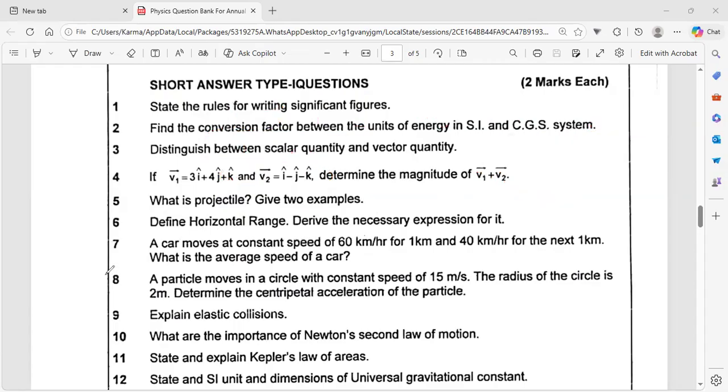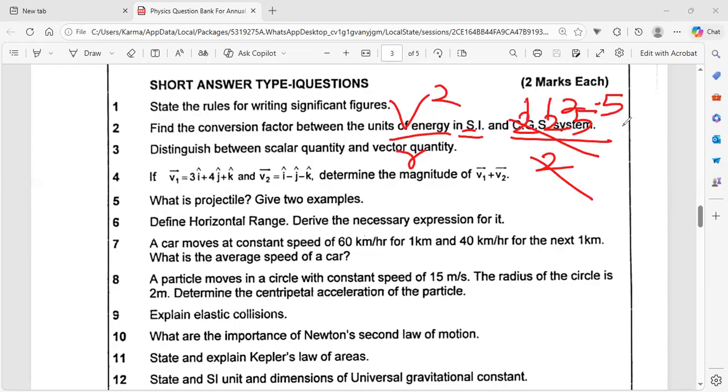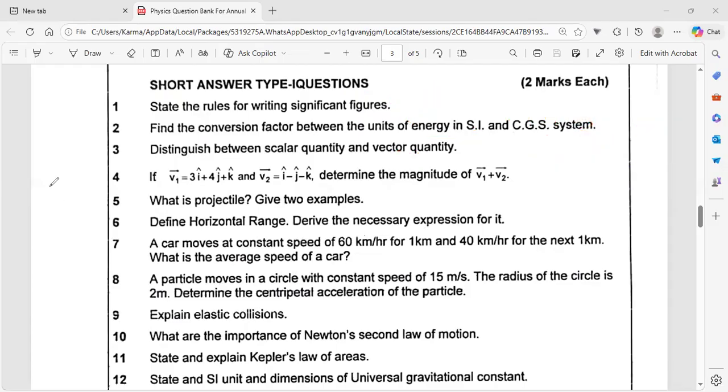A particle moves in a circle with a speed of 15 meters per second. V square over R will be the centripetal acceleration. 15 square will be 225, with a radius of 2 meters. 112.5 meter per second square will be the centripetal acceleration. In case of elastic collision, the total kinetic energy is conserved, and total momentum is conserved.